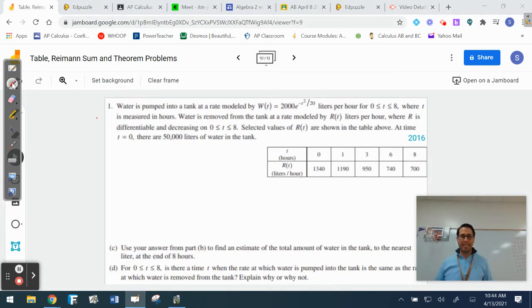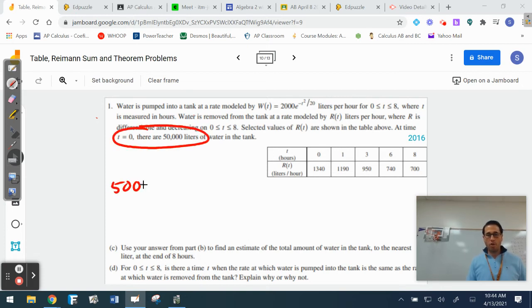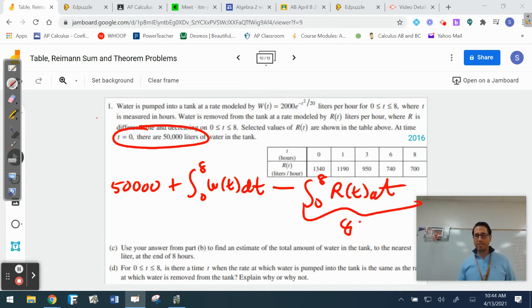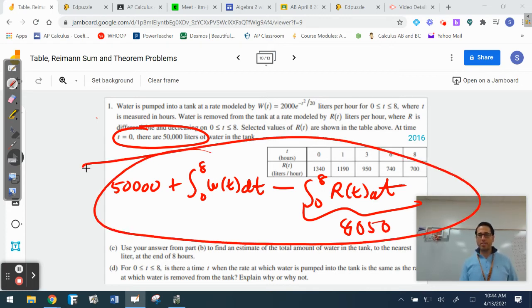All right, part C. It's got to get tougher than that, doesn't it? Use your answer from part B to estimate the total amount of water in the tank. Total amount of water. So I got water being pumped in, I got water being removed, but most importantly, I got water that started there. So the total amount of water would be 50,000 plus from 0 to 8, the amount of water that will be pumped in, minus the amount of water that would be removed. Guess what? You already got that answer. Boom.